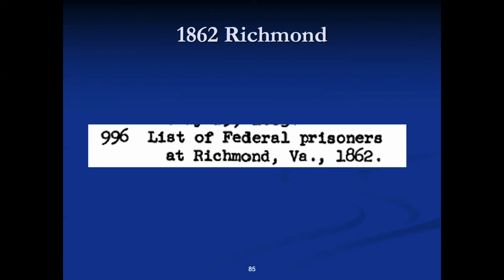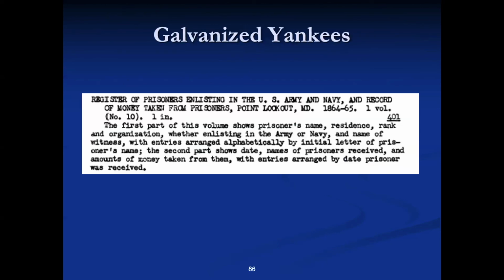Then entry 996 of entry 107 is a list of federal prisoners at Richmond in 1862. The material that deals with the Galvanized Yankees is also here in entry 401. I don't do much with that entry so much as I do with the individual compiled military service records, because those are easier to get to, but eventually I'll go look at this.